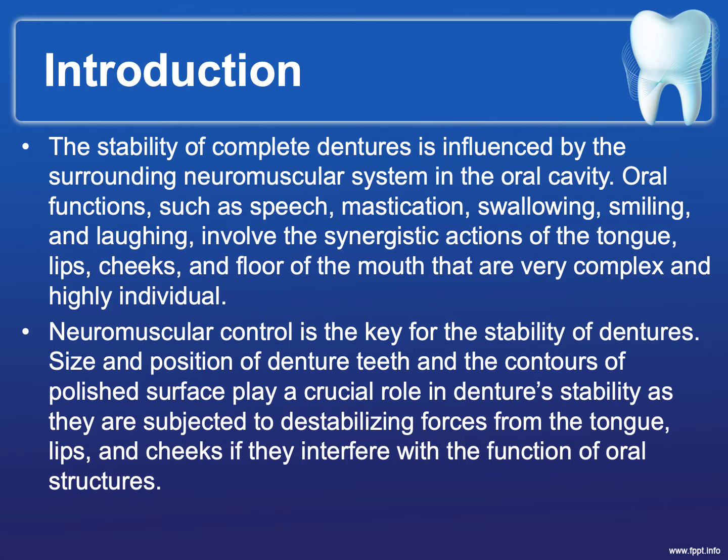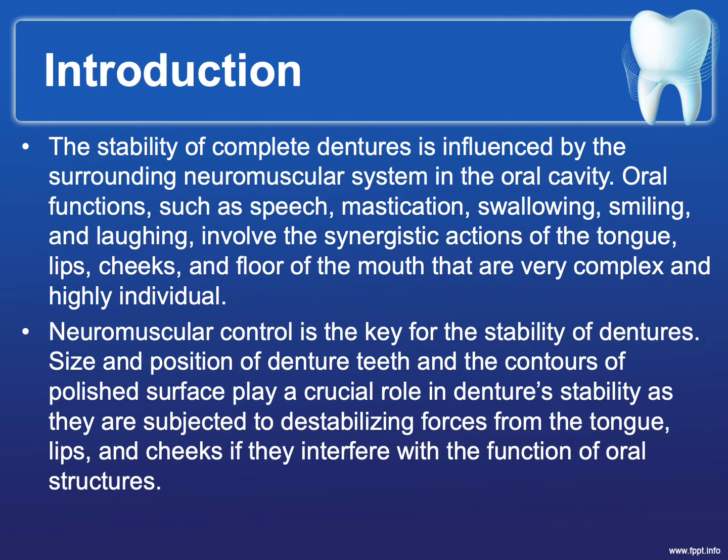Introduction. The stability of complete denture is influenced by the surrounding neuromuscular system in the oral cavity. Oral functions such as speech, mastication, swallowing, smiling, and laughing involve the synergistic action of the tongue, lips, cheeks, and floor of the mouth that are very complex and highly individual. Neuromuscular control is the key for the stability of the dentures.